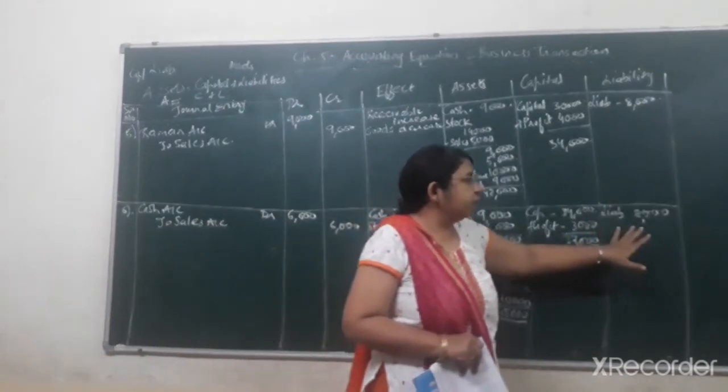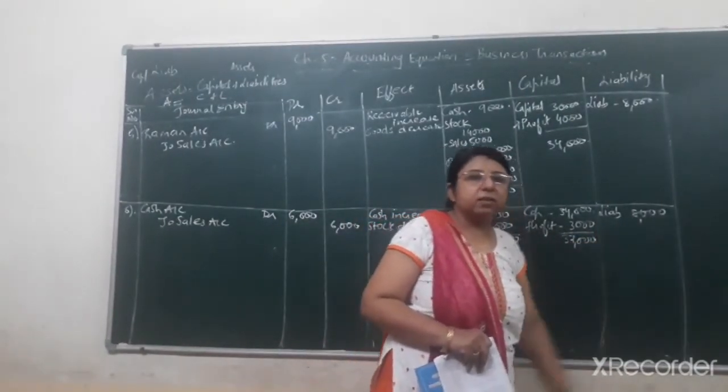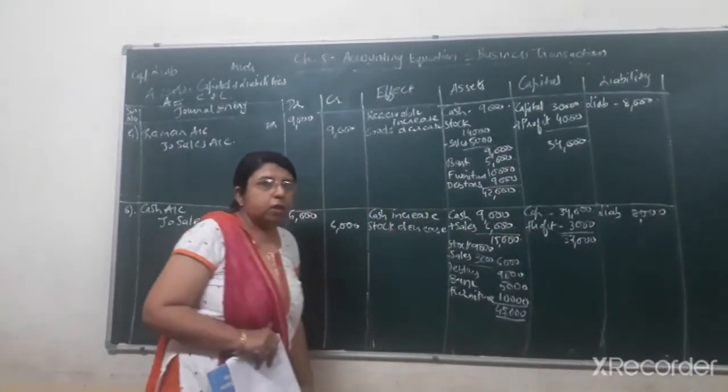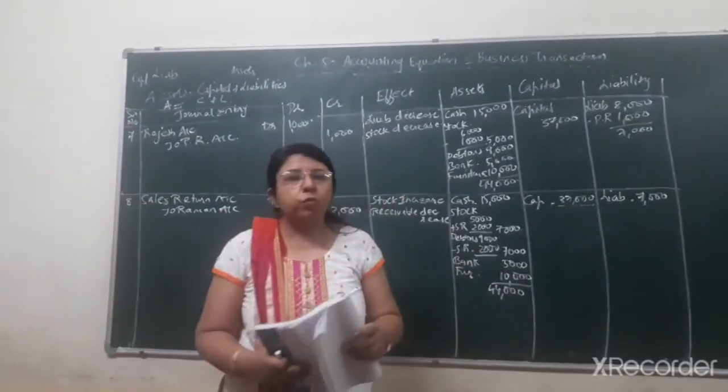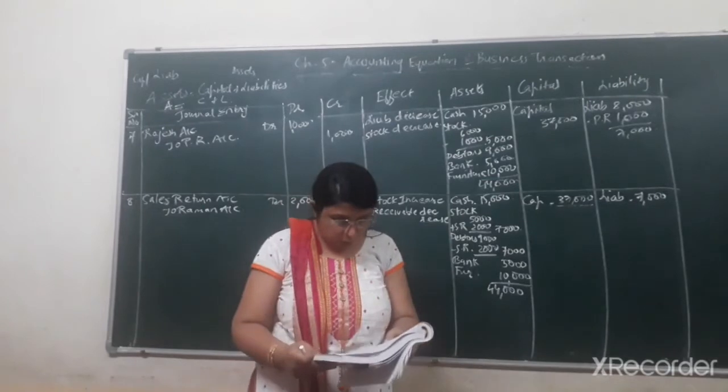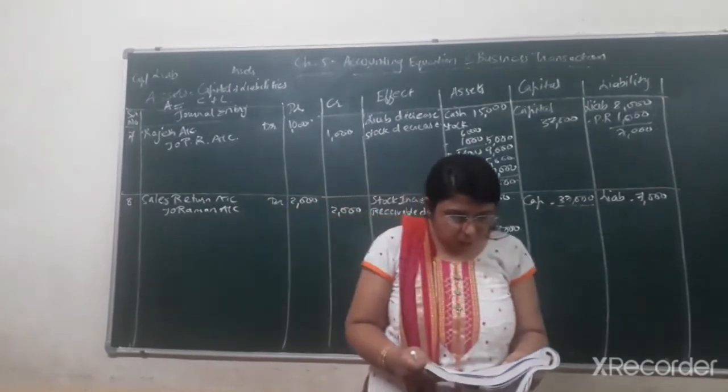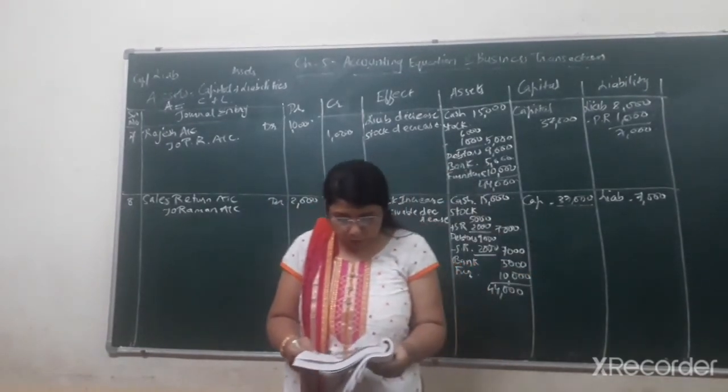Then there is no effect in liability. So liability will remain as it is, that is 8,000. Okay, so up till now we have completed the 6th transaction. Now moving on to the 7th transaction, goods of rupees 1,000 returned to Rajesh.